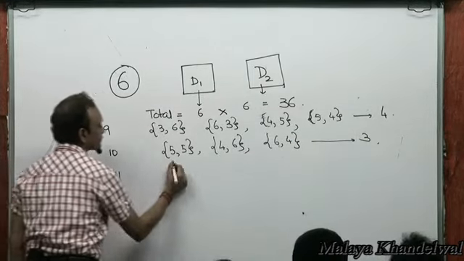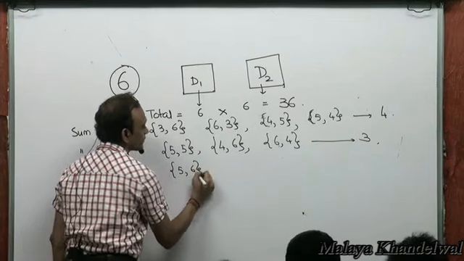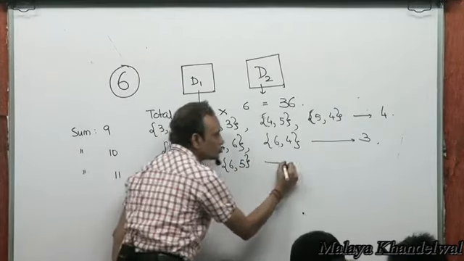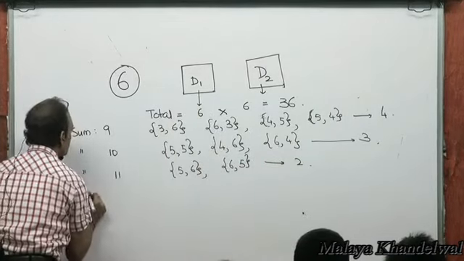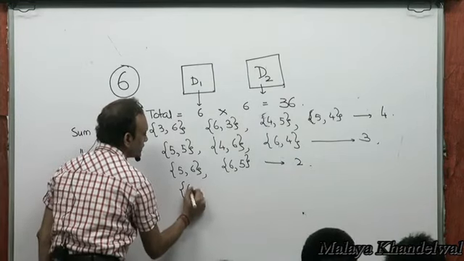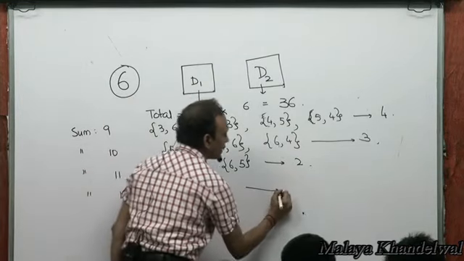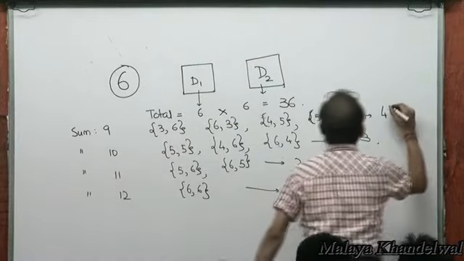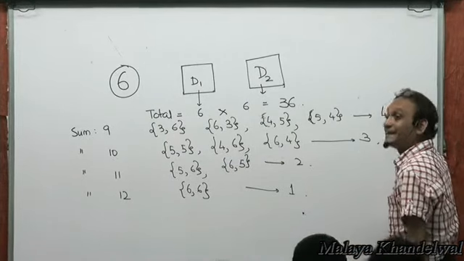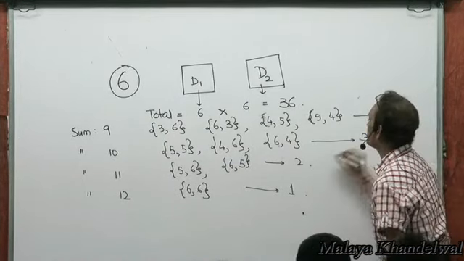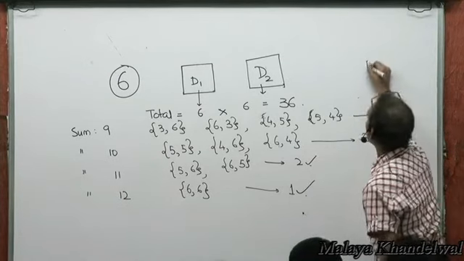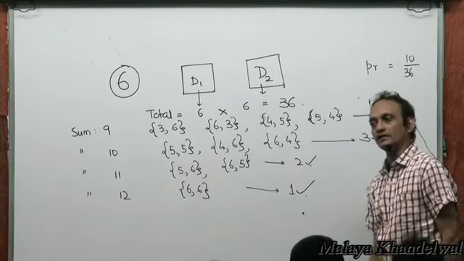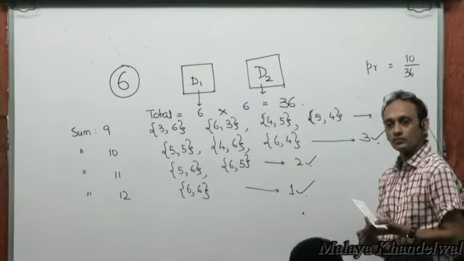Sum 11: 5,6; 6,5. That's all, right? So 2 favorable possibilities. Then sum 12: only one possibility, 6,6. That means 1. So the total number of favorable possibilities towards this event of obtaining at least 9 is 4 plus 3, 7, and 2, 9, and 1, 10. So the required probability is going to be 10 divided by 36, which is 5 by 18. Yes or no? Right?